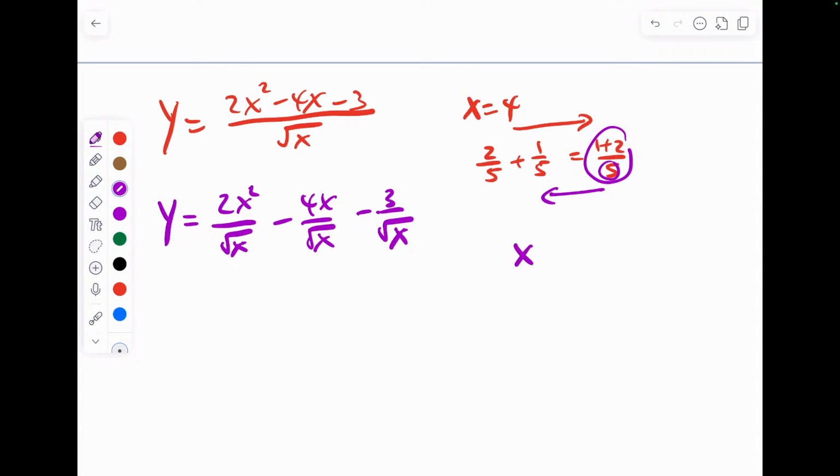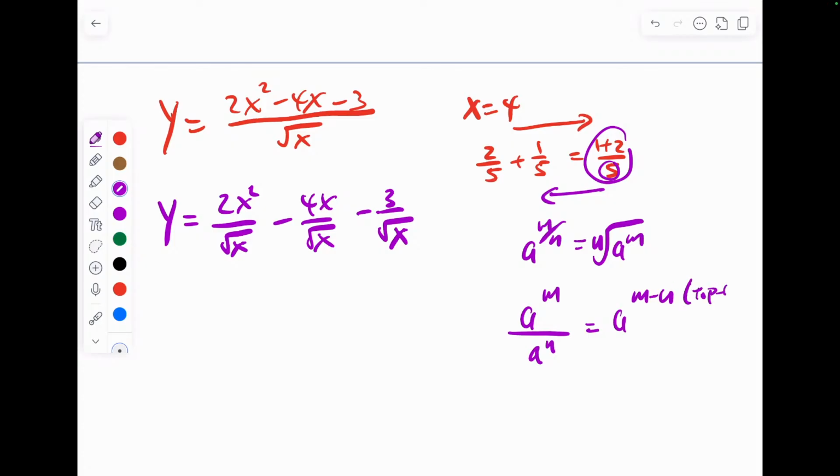Now, you also needed something like a to the m over n is equal to the n-th root of a to the m. And you also need the exponent rule of top subtract bottom. So it's always top subtract bottom. So therefore, it's going to be y equal to 2x squared, I'm going to convert that.